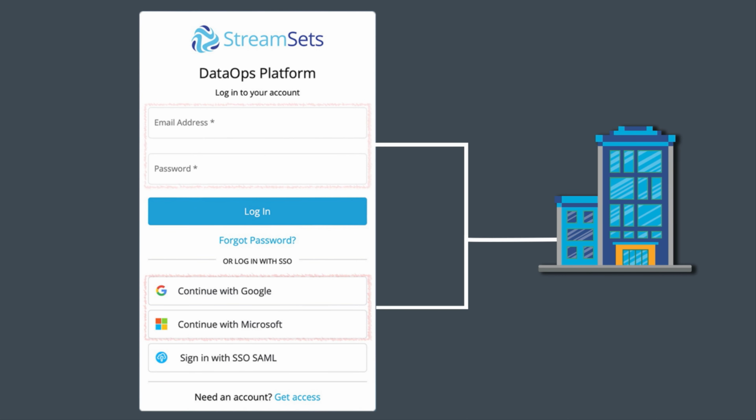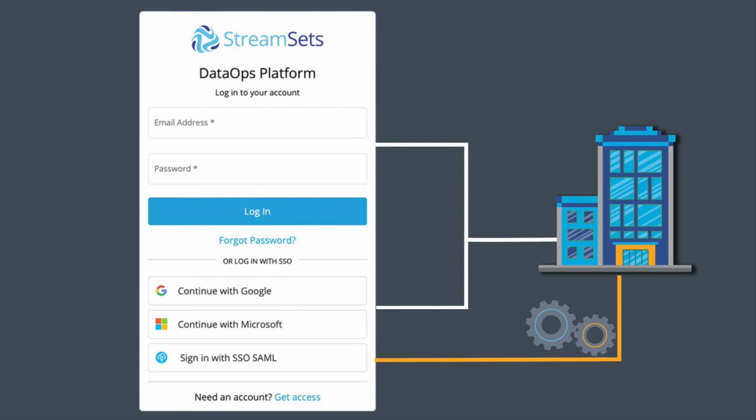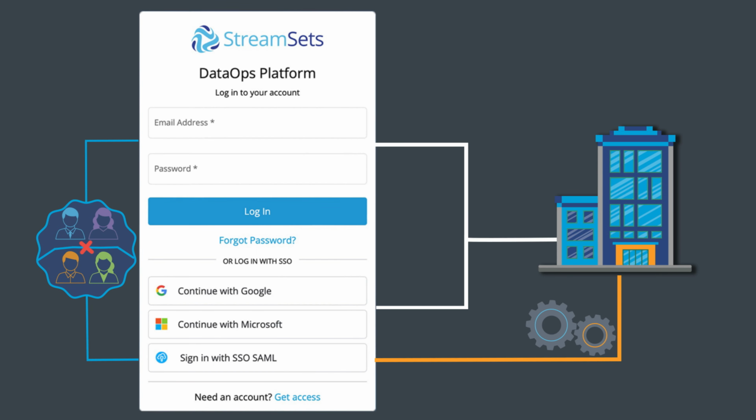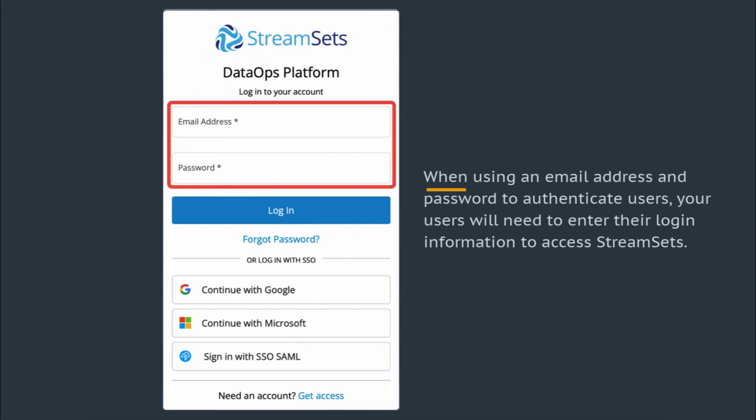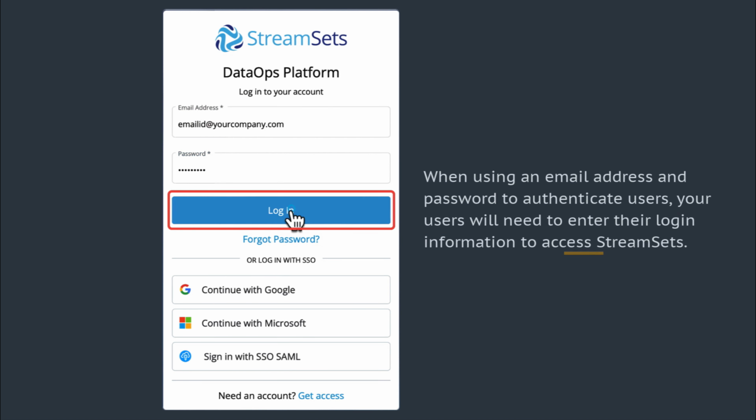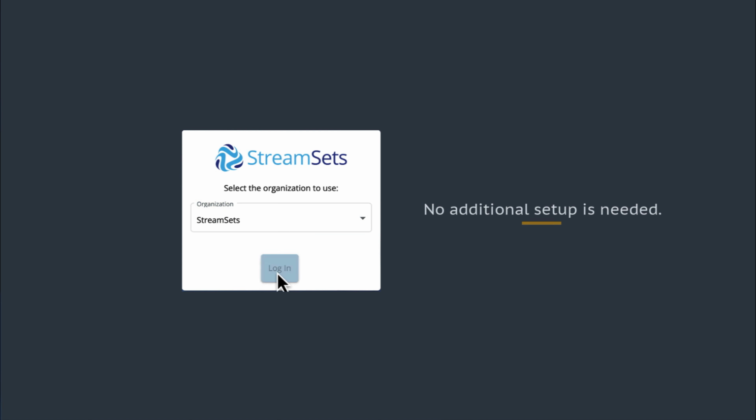By default, organizations are configured to use an email address and password, and also support login through a public identity provider. To enable SAML SSO, you will need to configure some settings for your organization. You cannot have some users use SAML and others use an email and password to log in. When using an email address and password to authenticate users, your users will need to enter their login information to access StreamSets. No additional setup is needed.